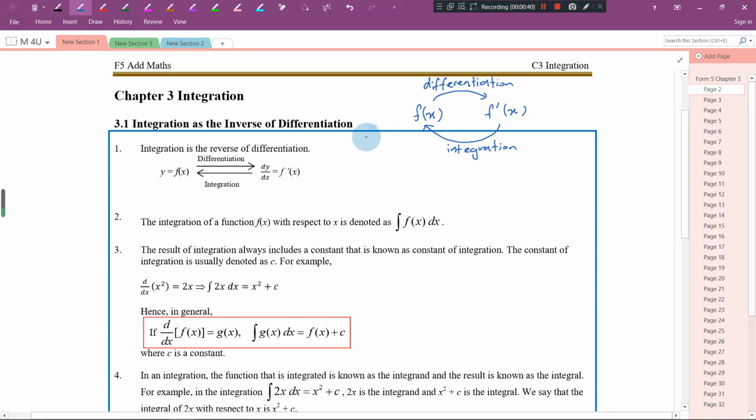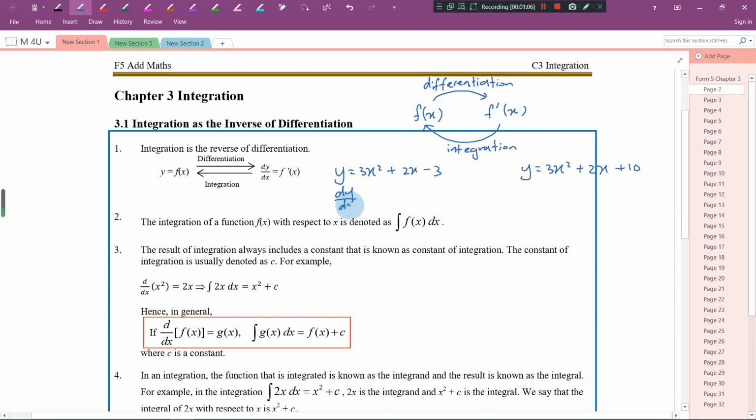Okay, let me give you two functions. Y equal to 3x squared plus 2x minus 3. And I have another function, looks similar to this, but this time I change the constant. Y equal to 3x squared plus 2x plus 10. Okay, let's do the differentiation for these two functions.